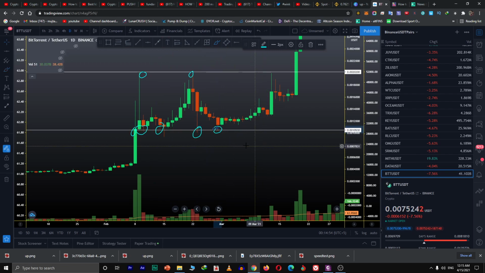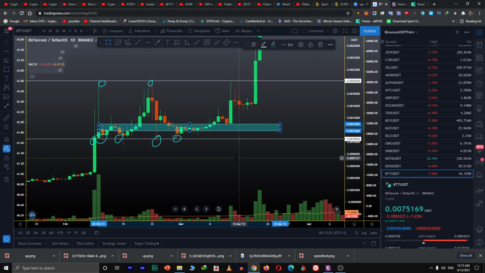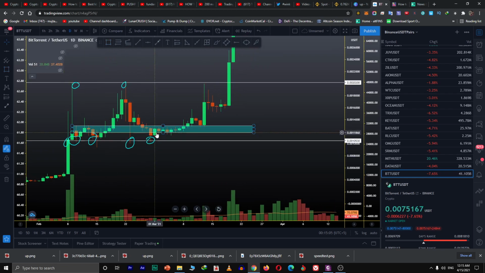So what happened after that, this became the region of consolidation. You see here, this became the region of consolidation, and the consolidation period lasted from the 9th of February to the 13th of March.